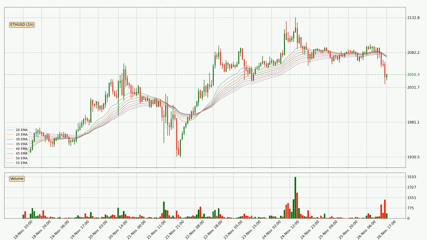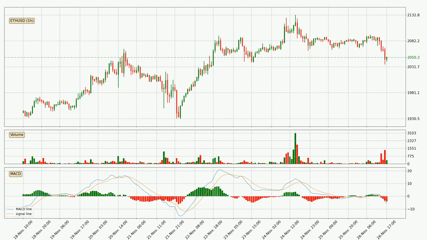Moving to the hourly MACD, the trend is currently going down because the MACD line is below the signal line. The MACD histogram shows that the momentum is currently strong and it could be expected the price to go further to the downside.